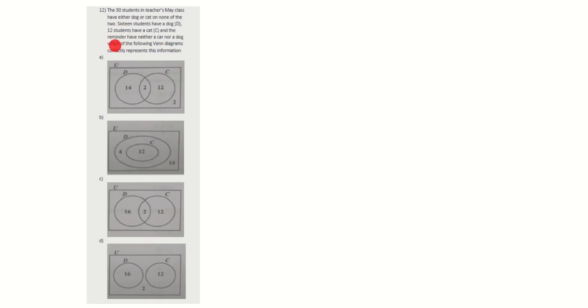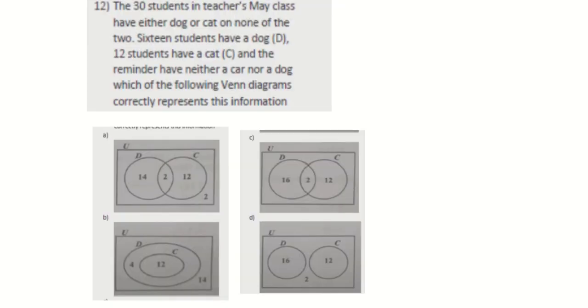Which of the following Venn diagrams correctly represents this information? So let's read it over again. The 30 students in the teacher's class have either a dog or a cat, or none of the two. 16 students have dogs, 12 students have a cat, and the remainder have neither a cat nor a dog.